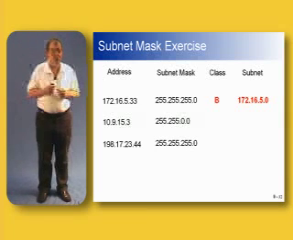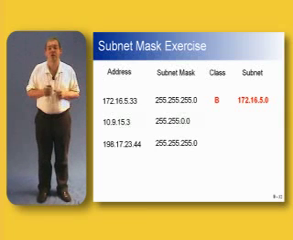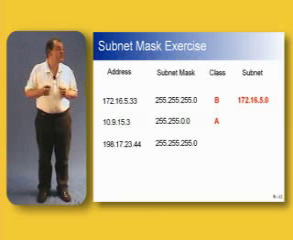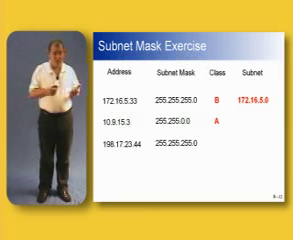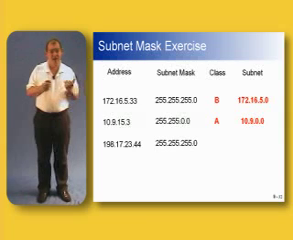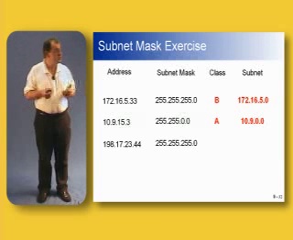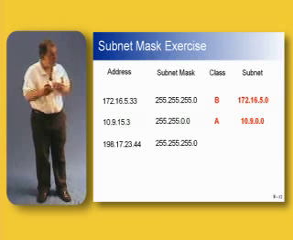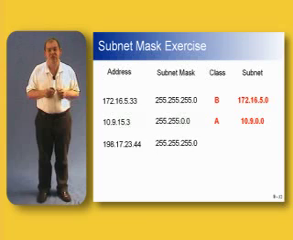Have a look at the second address here. We've got 10.9.15.3. We've got a mask of 255.255.0.0. First of all, first thing we can say is that because it starts with a 10, this is a class A address. And the subnet portion of the address, or the network portion of the address as far as the router is concerned, is 10.9, the first two octets, .0.0. Remember, you always have to talk about the entire address, even if you haven't got the host portion set.